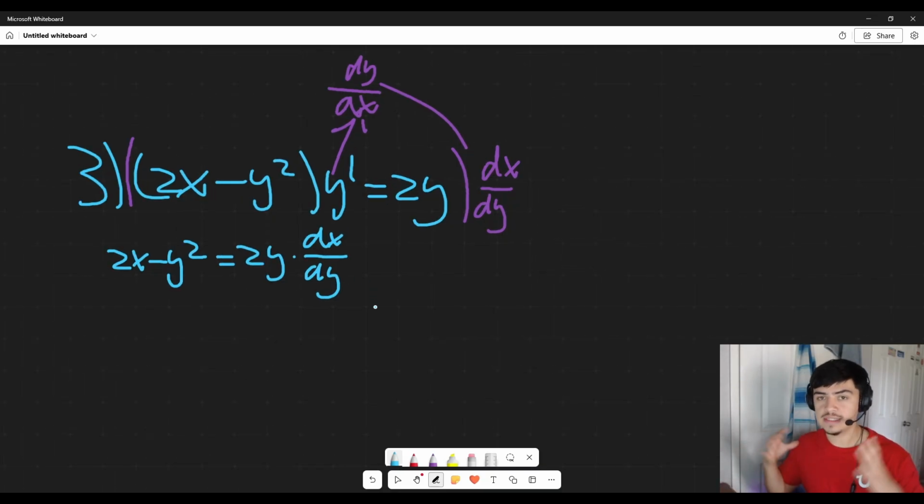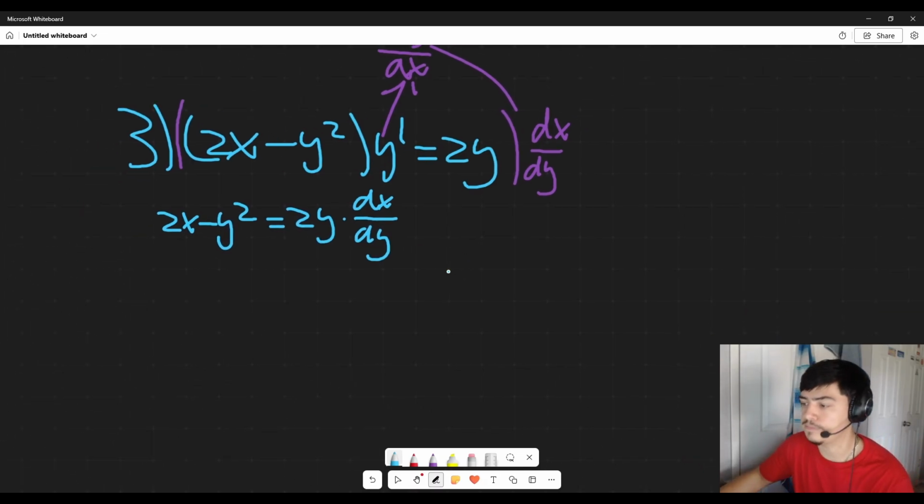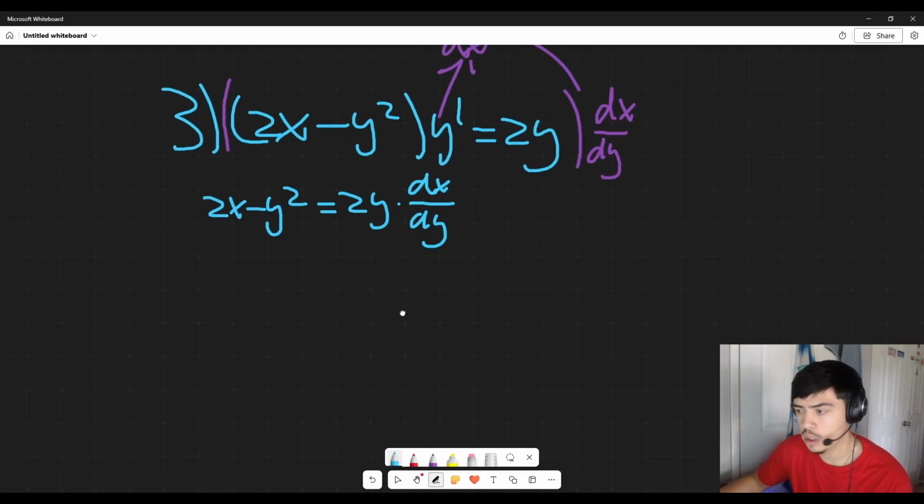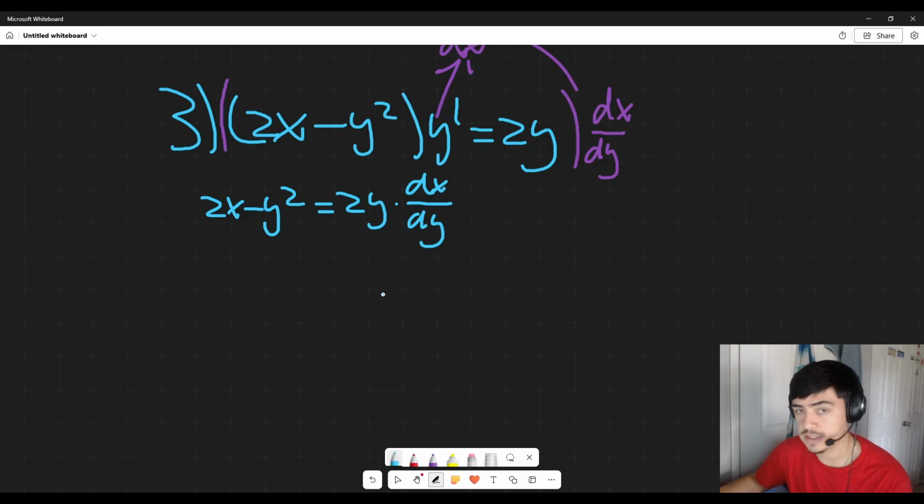Now we're going to do the same technique that we did last time, Bernoulli's method, but we're going to do it with x's instead of y. We're going to do x equals uv instead of y equals uv. So let's go ahead and get it into the form that we know. Let's isolate the dx over dy.